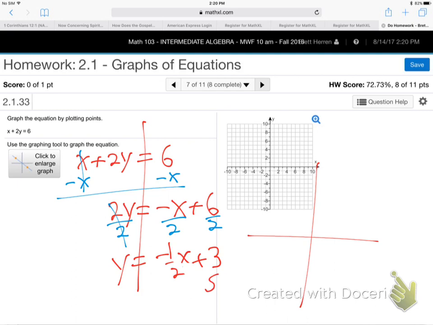All right, let's graph it. Where do we start? With the 3. Up 3, 1, 2, 3. Boom, right there. And then rise over run. So we're going to rise -1, so go down 1. And then over 2, huh? 1, 2. There's our other dot right there. And then you can just connect the dots. There's our line.